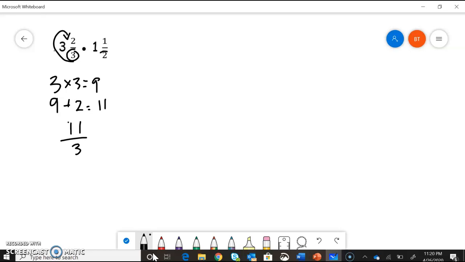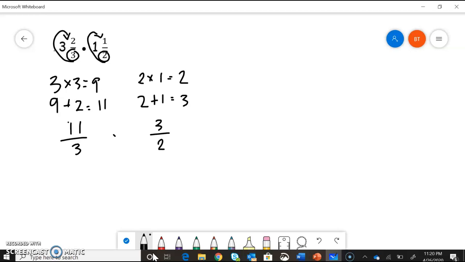Now for 1 and 1/2, we start at 2 and we go around. So we have 2 times 1, which is 2, and then 2 plus 1, which will give us 3. So that now becomes our numerator, and we have 3 over 2.